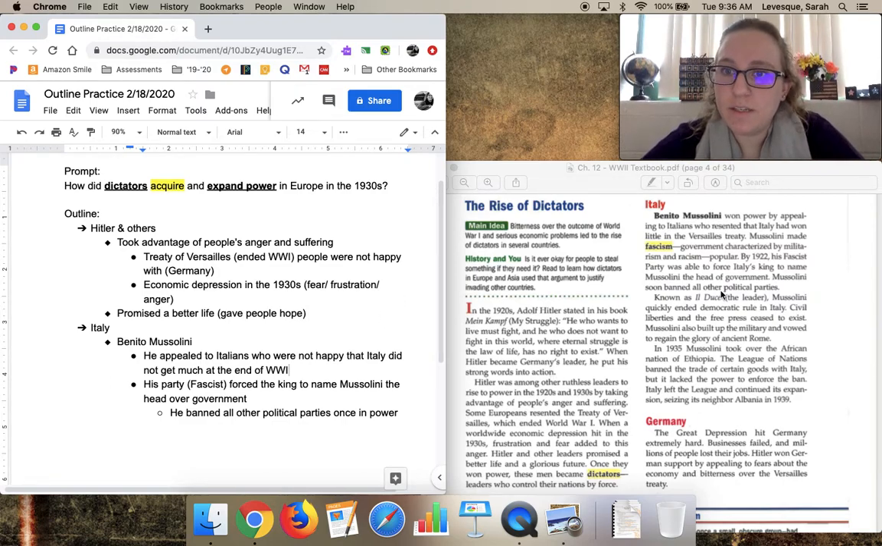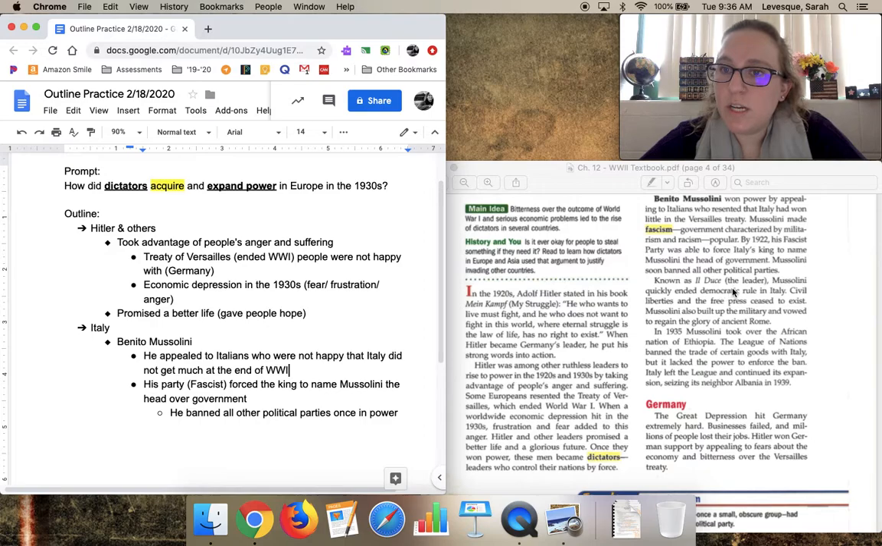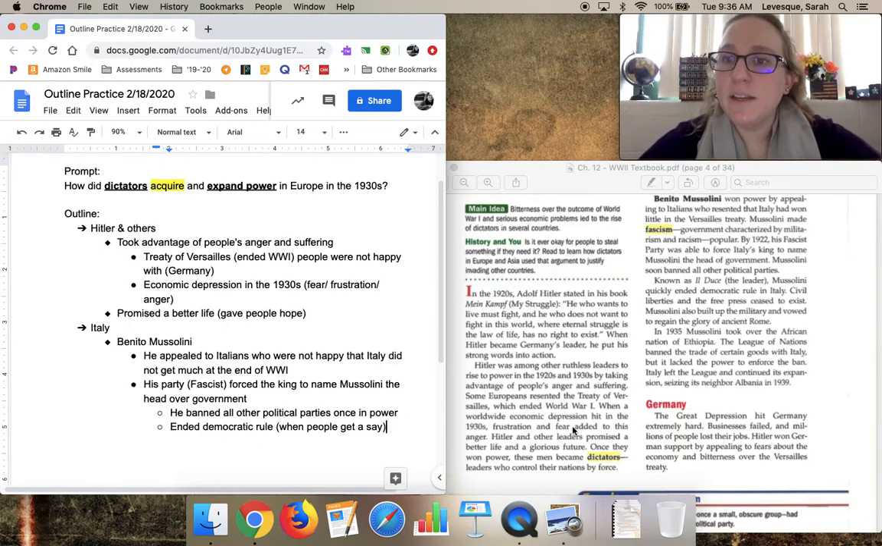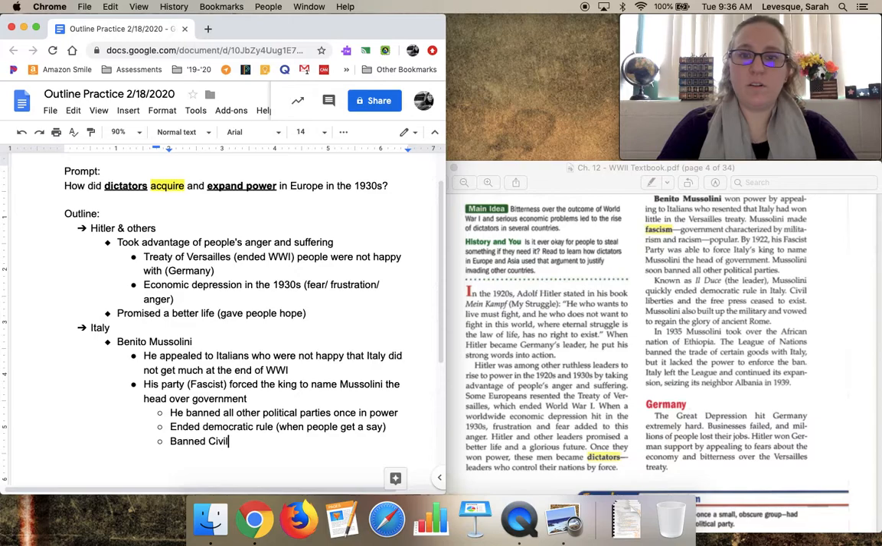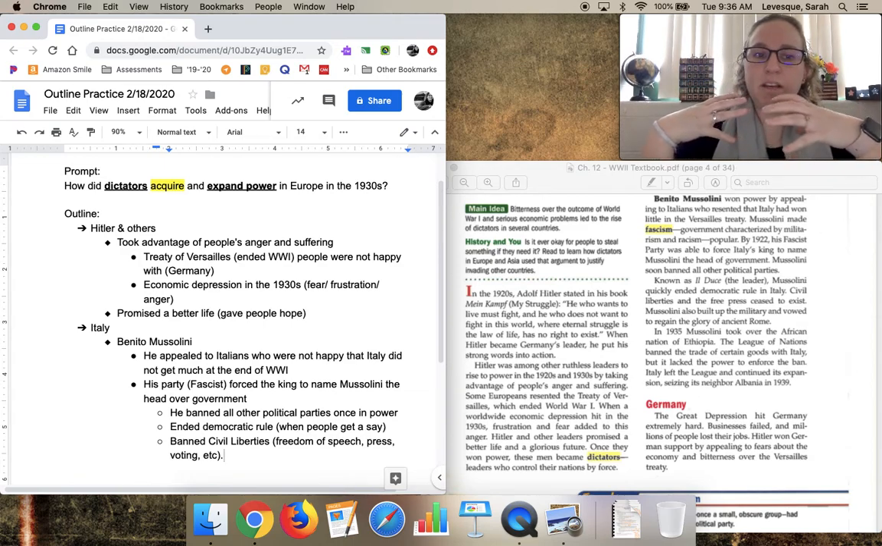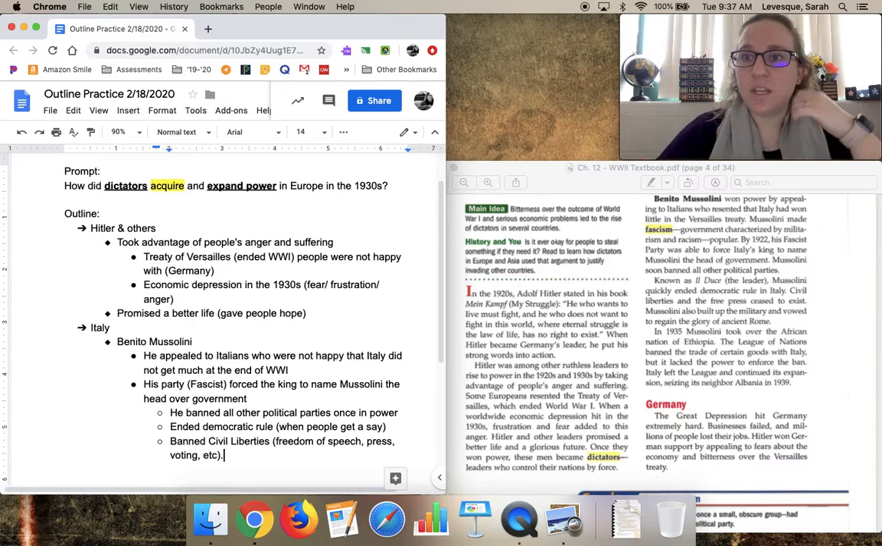Cool. All right. Known as Il Duce, Mussolini quickly ended democratic rule. So he ended democratic rule, which is when people get a say in the government. He banned civil liberties. This is like freedom of speech, press, voting, etc. So civil liberties are freedoms that we have to help us participate in society or in government.